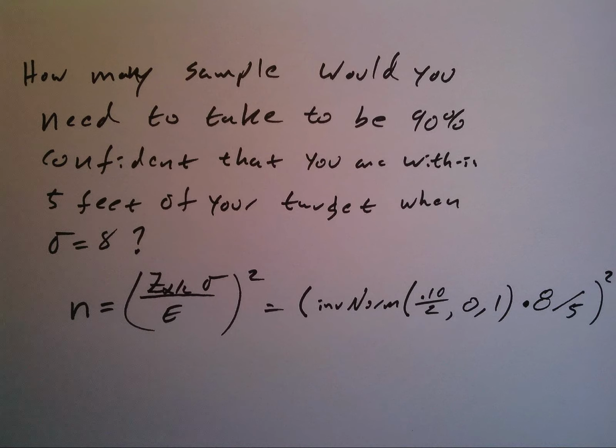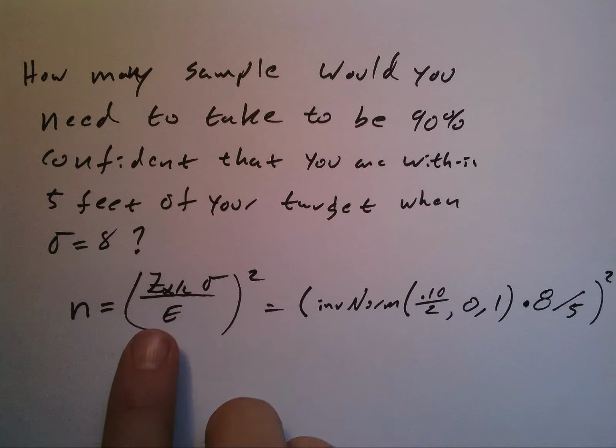Here's an example. How many samples, n, would you need to take to be 90% confident that you are within 5 feet of your target when sigma is equal to 8? So again, how many samples do we need to take? Do we need to ask 1,000 people? Do we need to ask 1,000,000 people? What is that number?